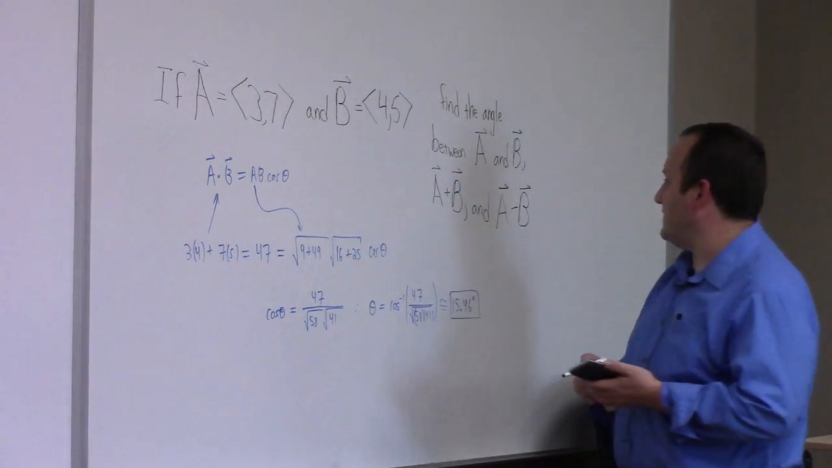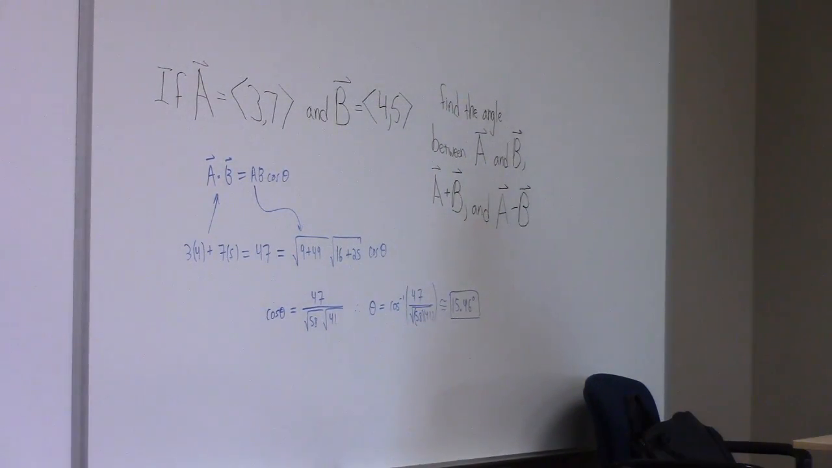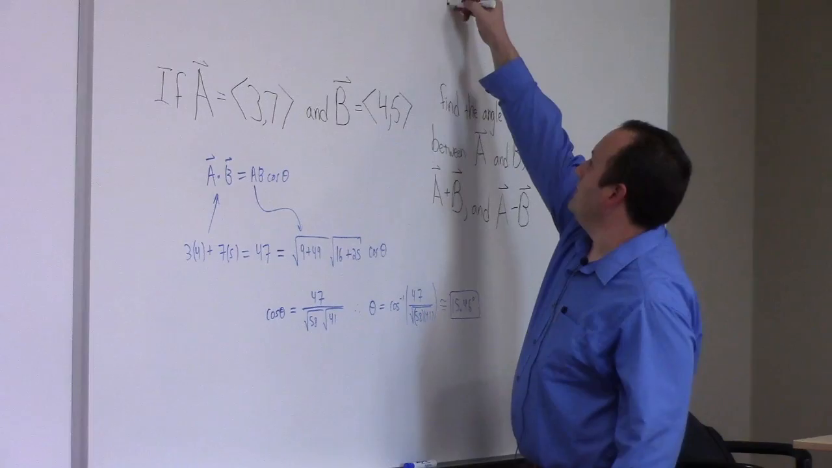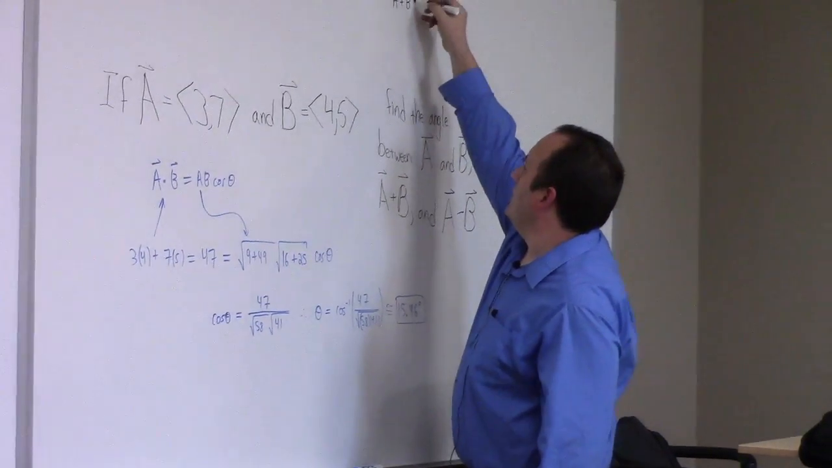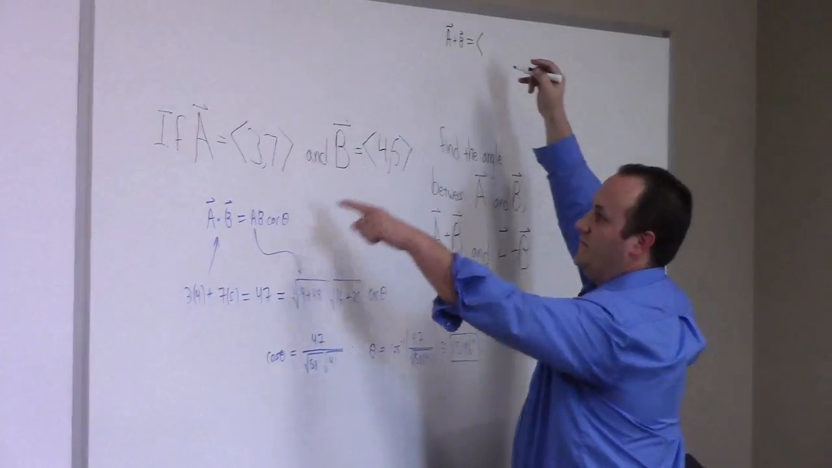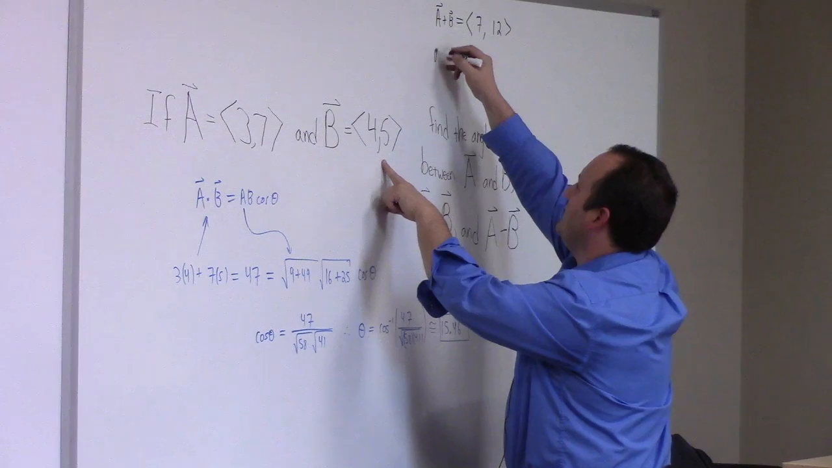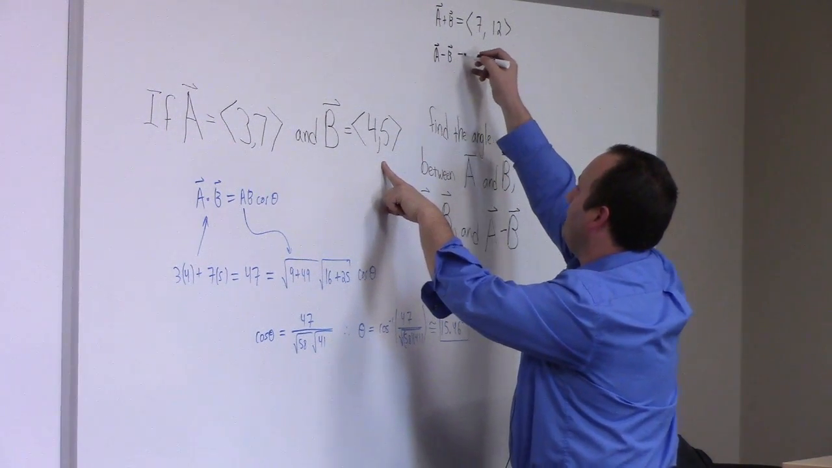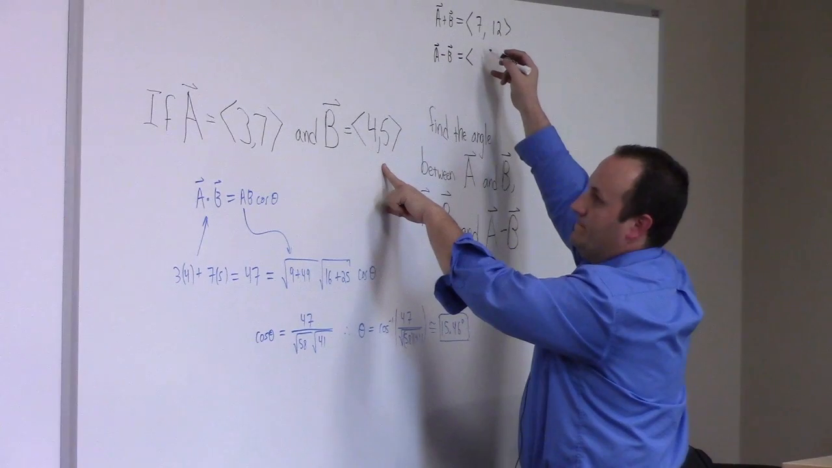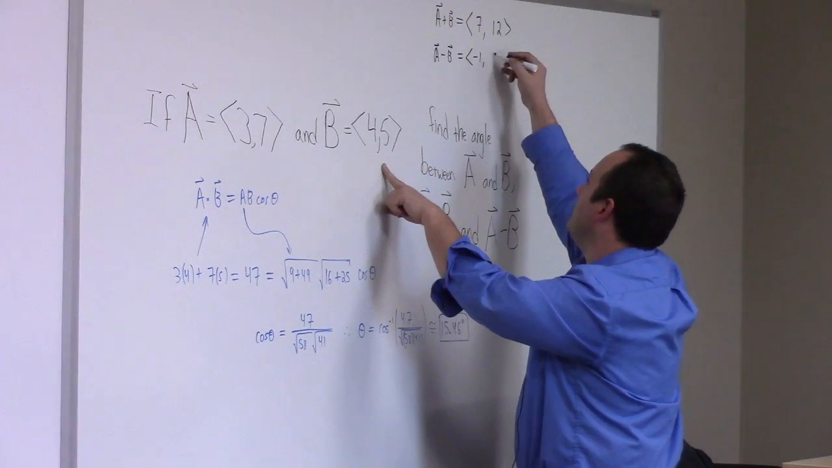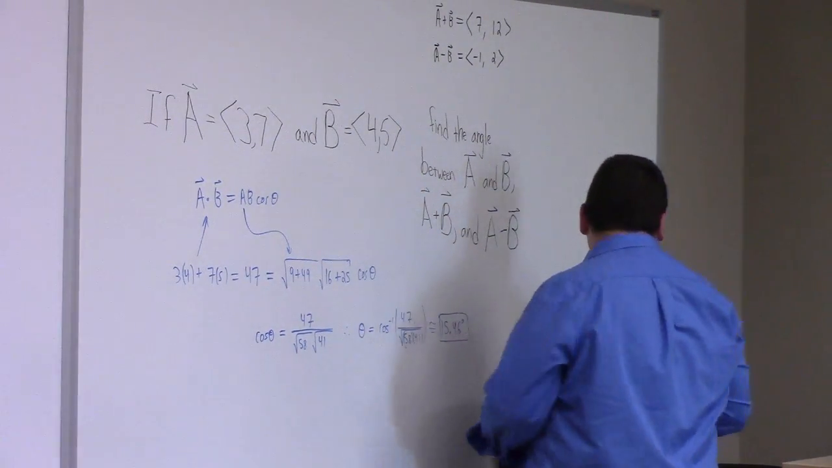Now you guys wondering about how do you find the angle between A plus B and A minus B? So I did the part you already know how to do. But it's just the same. I mean, so what's A plus B? Yeah, 3 plus 4 is 7. 7 plus 5 is 12. A minus B, what's that? Minus 1, 2? All right.